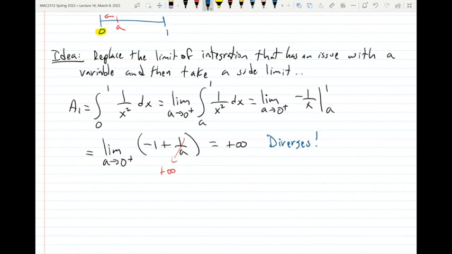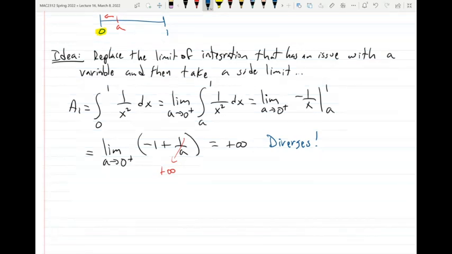Questions? Do you understand this? Basically, we're bringing all the techniques that we know from integration by doing this little trick of replacing the problem with a variable, integrating to get a function in terms of that variable, and then we just take the limit. In type 1, our limit is as the variable approaches infinity. In type 2, our limit is as the variable approaches the point that gives you an issue from the corresponding side, either from the right or from the left, depending on whether it was the lower or the top limit.